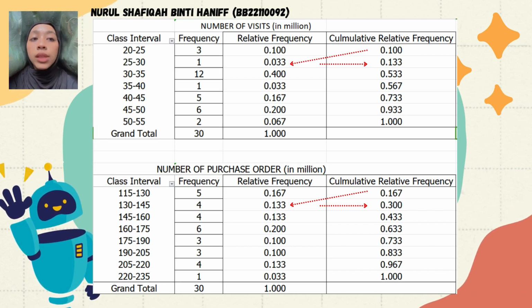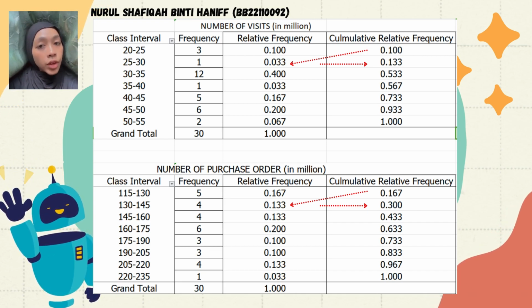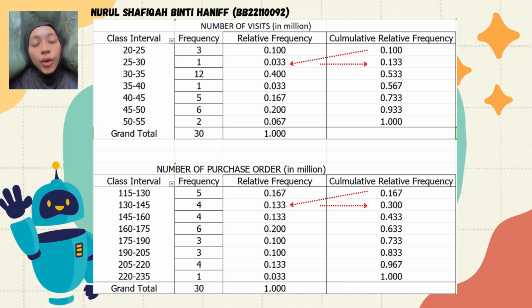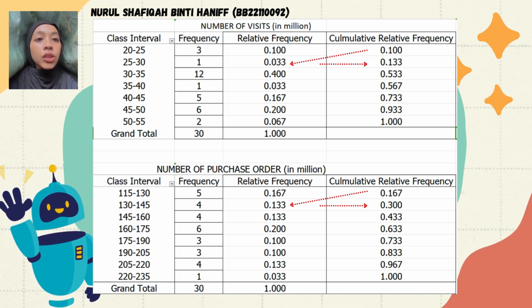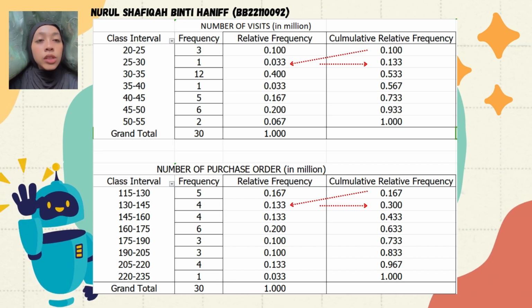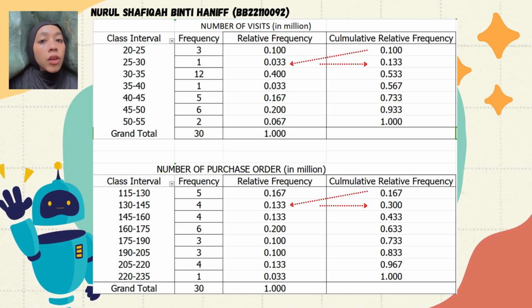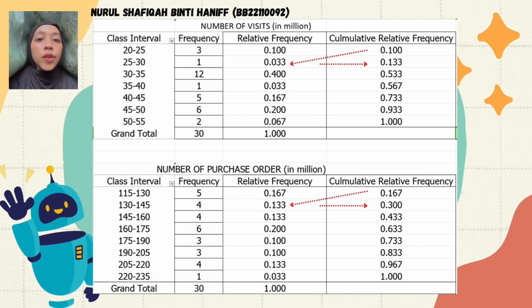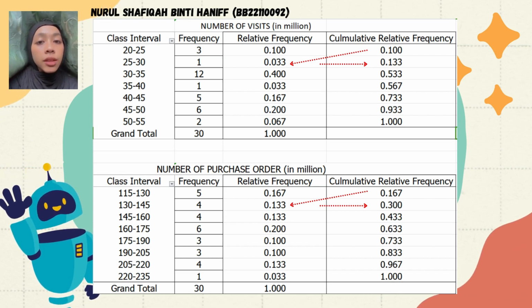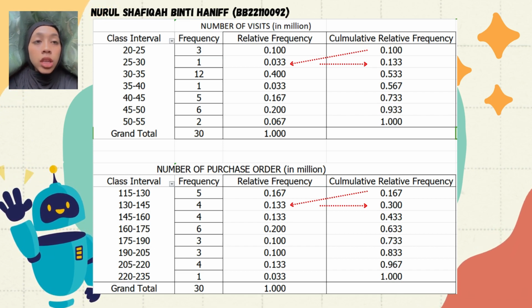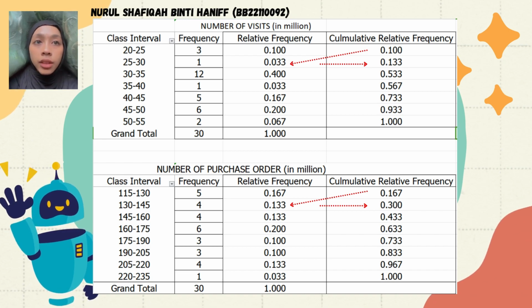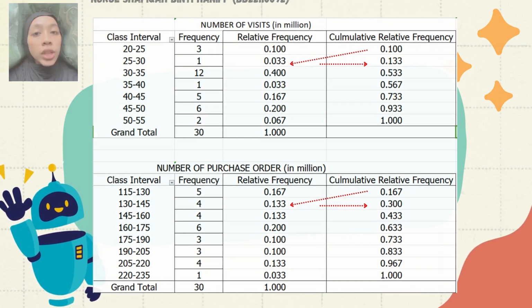I just take 0.167, the first cumulative relative frequency, and sum it with the second relative frequency, and the total would be 0.300. It continues until the end of the class interval. The cumulative relative frequency for the last class interval would be 1. So here you see relative frequency and cumulative relative frequency. I chose 3 decimal points for the answer.